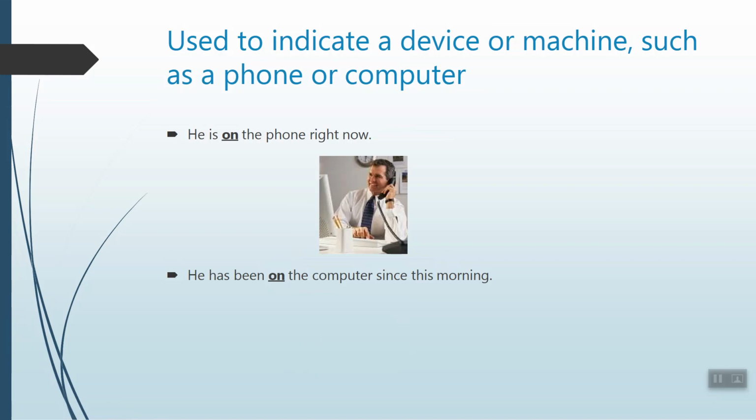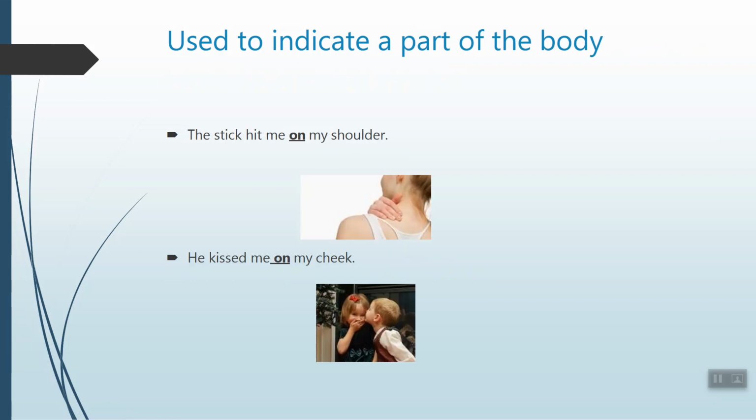We also use on to indicate a device or machine such as a phone or computer. For example, he's on the phone right now. He has been on the computer since this morning. It is also used to indicate a part of the body. For example, the stick hit me on my shoulder. He kissed me on my cheek. Still a surface, something not inside but outside.